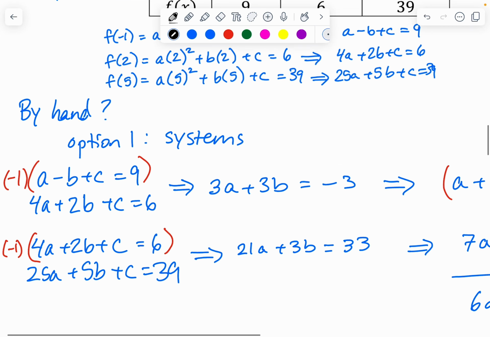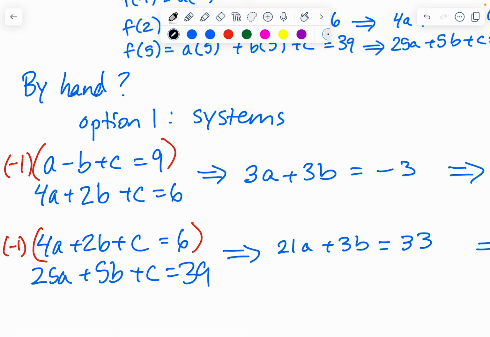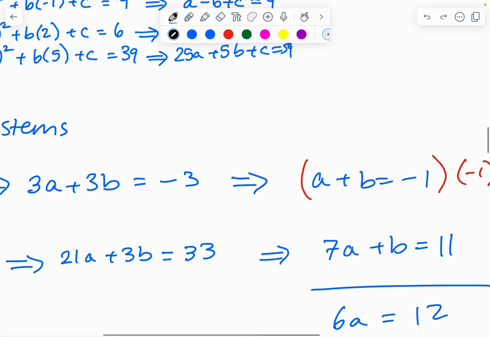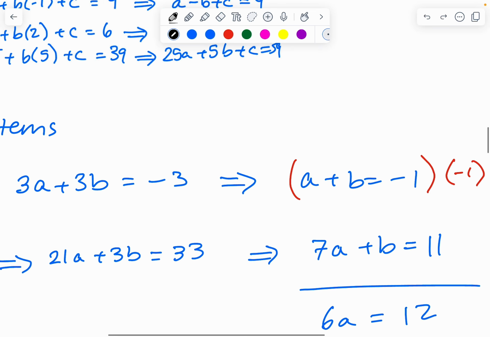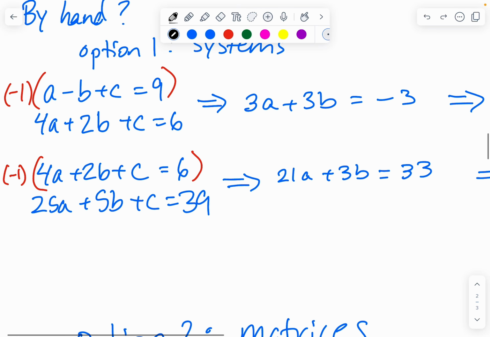I then grouped the first and the second, and then the second and the third. By multiplying the top one by -1, I got a negative a plus 4a was a 3a right here. And then it became a positive b plus 2b was a 3b. And then I had a -9 and a positive 6 that gave me a -3. Then I noticed that I can divide everybody by 3, and when I do, I get a plus b equals -1.